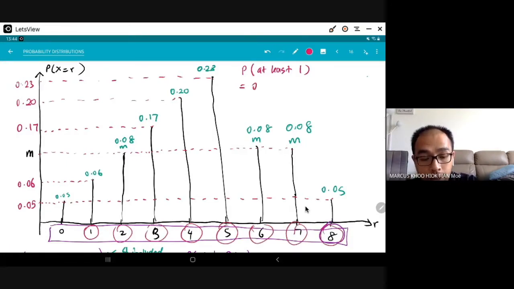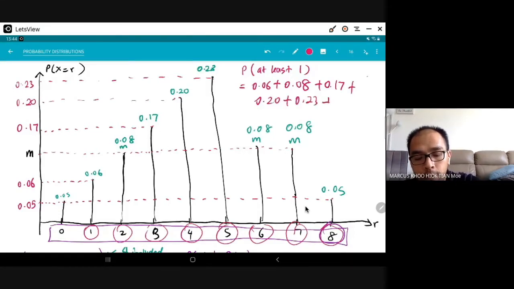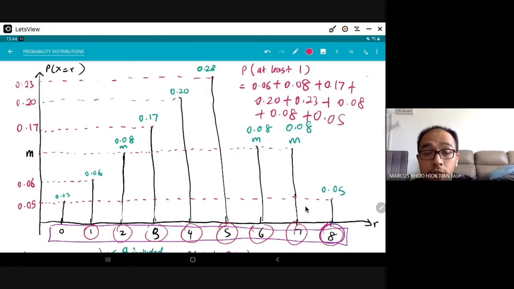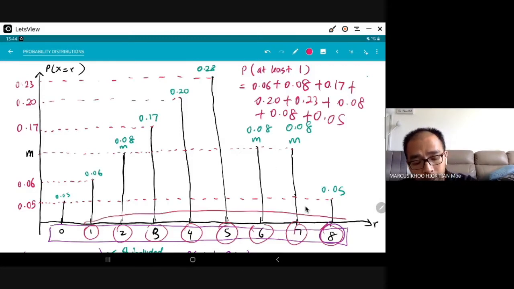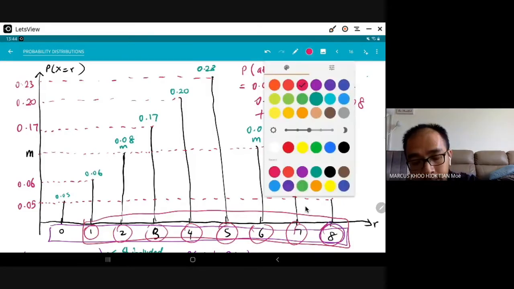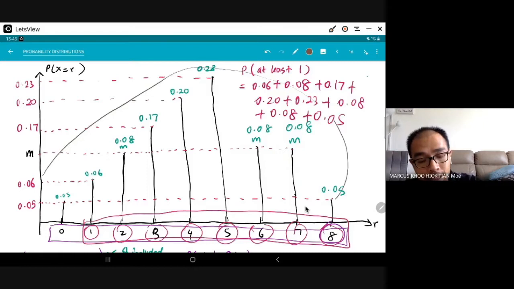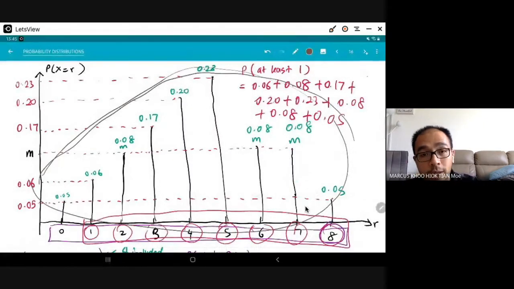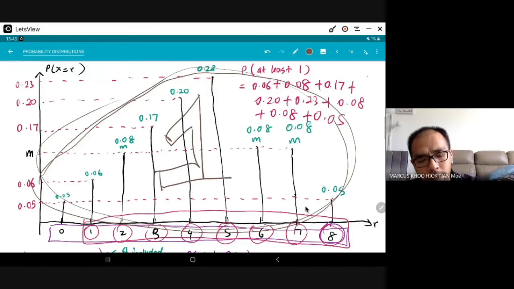So what you can do is 0.06 plus 0.08 plus 0.17 plus 0.20 plus 0.23 plus 0.08 plus 0.08 plus 0.05. Okay, you will get the answer lah. Now, another way of looking at it is, kalau dia cakap the probability of at least 1, kalau kita mau semua ini, and I have said this just now, that all the probabilities, when you add them together, dia mesti sama dengan 1. Okay, kau tengok sampai saya melukis lagi. All the probabilities must be equal to 1.